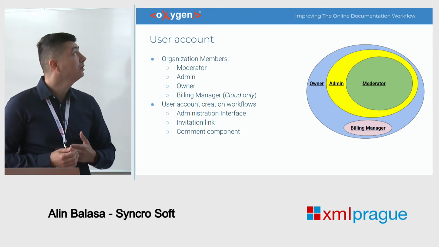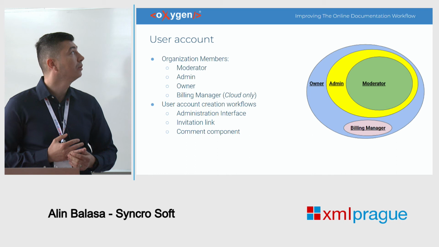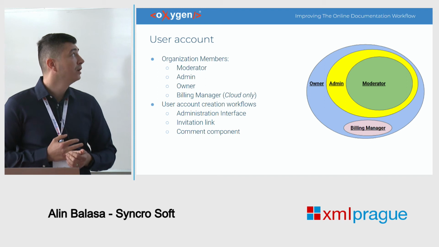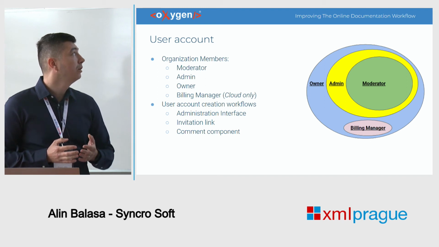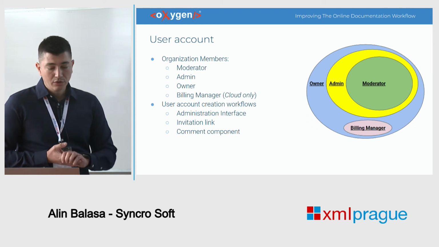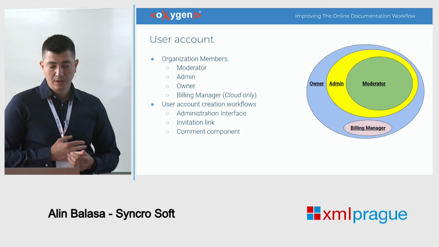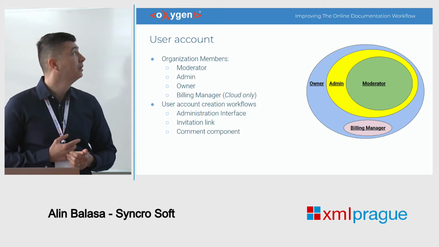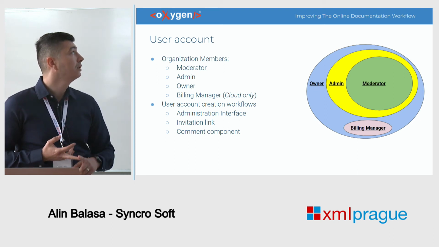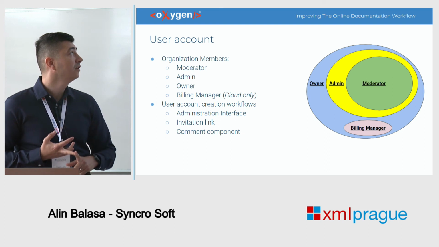The billing manager is a role that is available only on the Oxygen Feedback Cloud distribution. They only have rights to purchase and manage the organization's subscription. You can create an account in 3 ways. You can create an account directly in the administration interface.